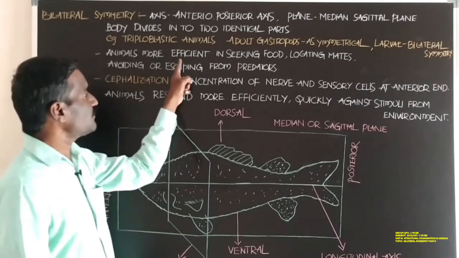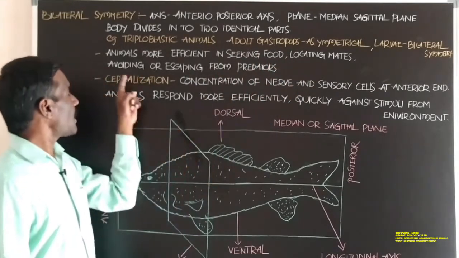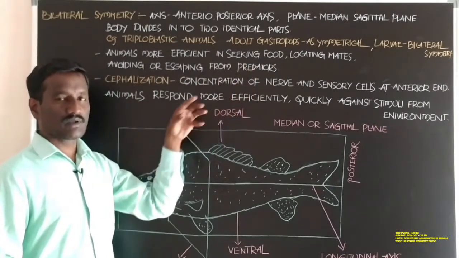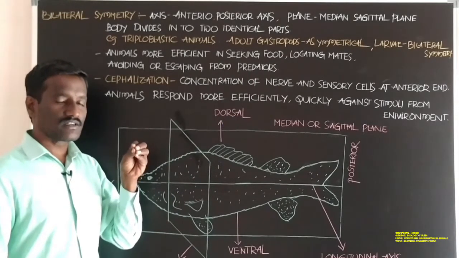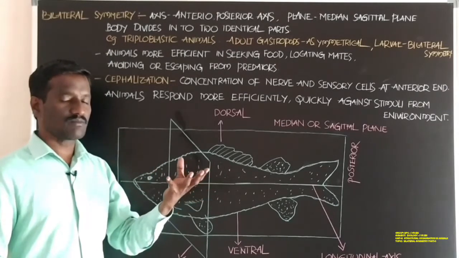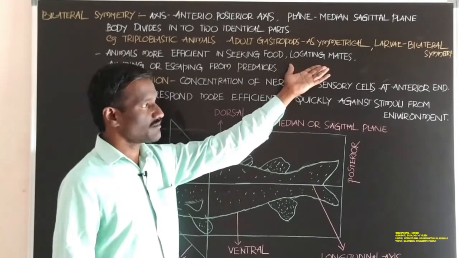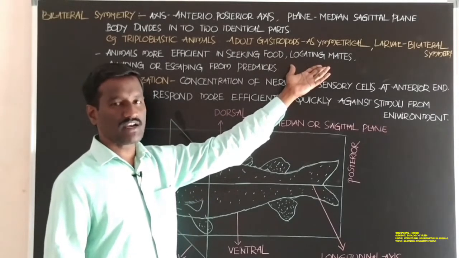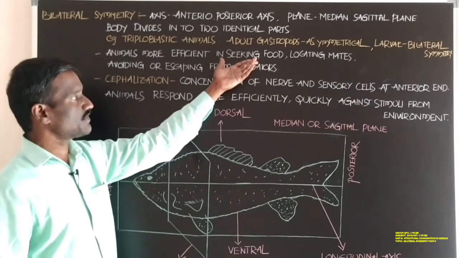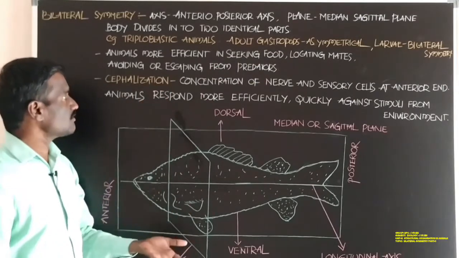Next, bilaterally symmetric animals are more efficient in seeking food, locating mates, and avoiding or escaping from predators. These animals easily escape from and avoid predators. Another one, locating mates: where a mate is available, that location is easily observed by these animals. Next, searching for food particles is also easier for bilaterally symmetric animals.